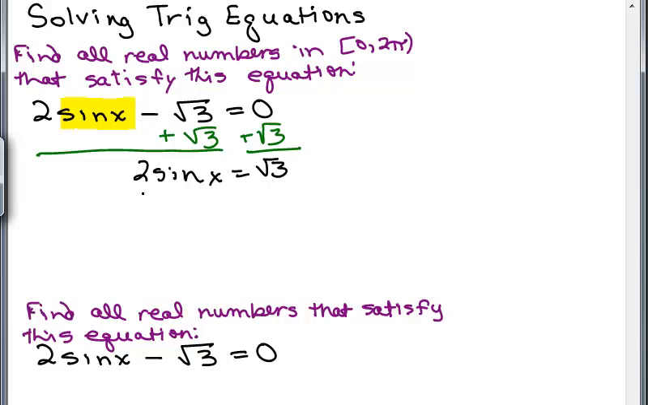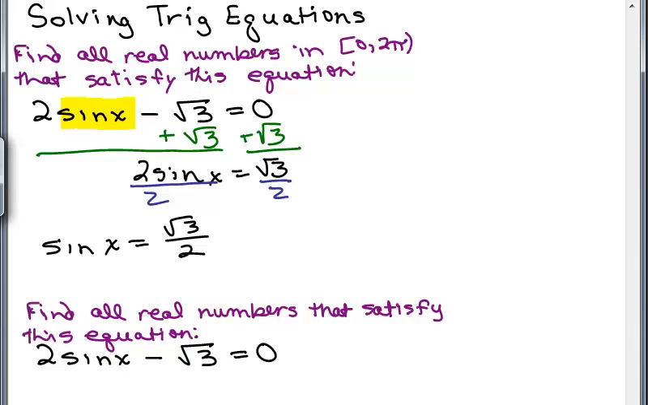And now 2 is the coefficient of sine of x. Notice this is not the sine of 2x. This is just the coefficient. So now we just divide by the coefficient. And I'm going to write it over here a little to the left, sine of x equals square root of 3 over 2.